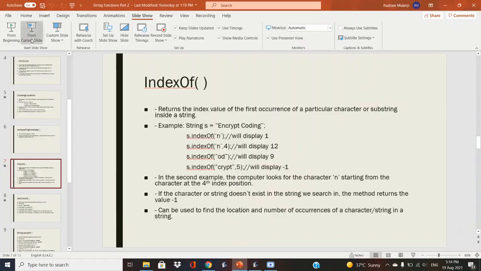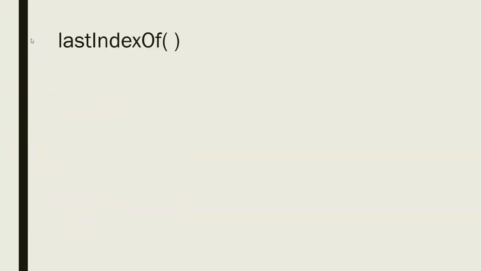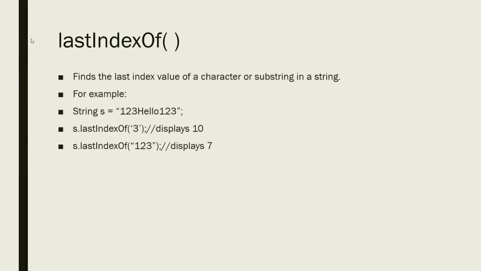So moving on to lastIndexOf, this one finds the index position of the last occurrence of a character or substring. So in the first example, we look for the last occurrence of 3 in s, and that is here, or index value 10. The second one is a similar example, but here we use a substring. So 1, 2, 3 starts at this index, which is 7. So that's the answer for this.